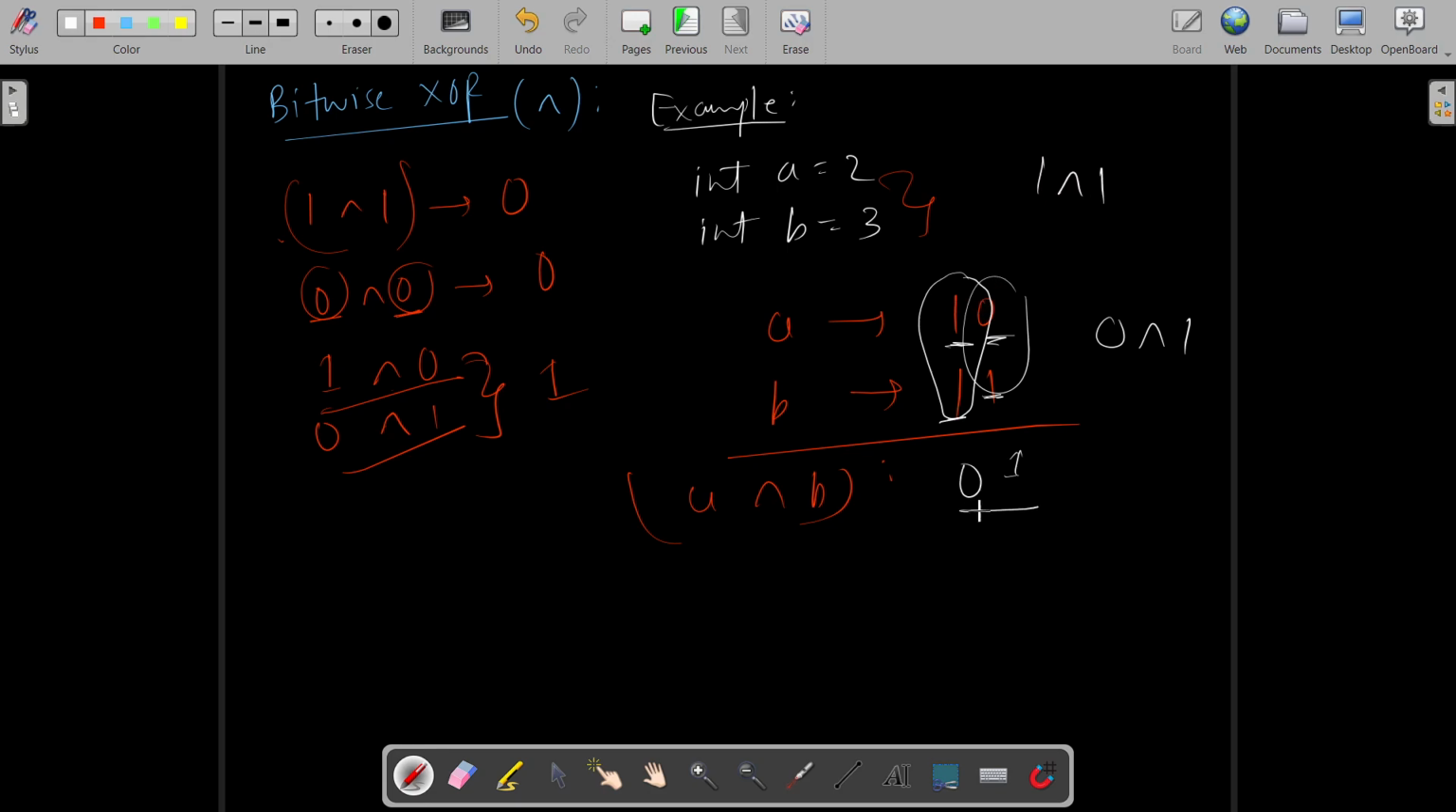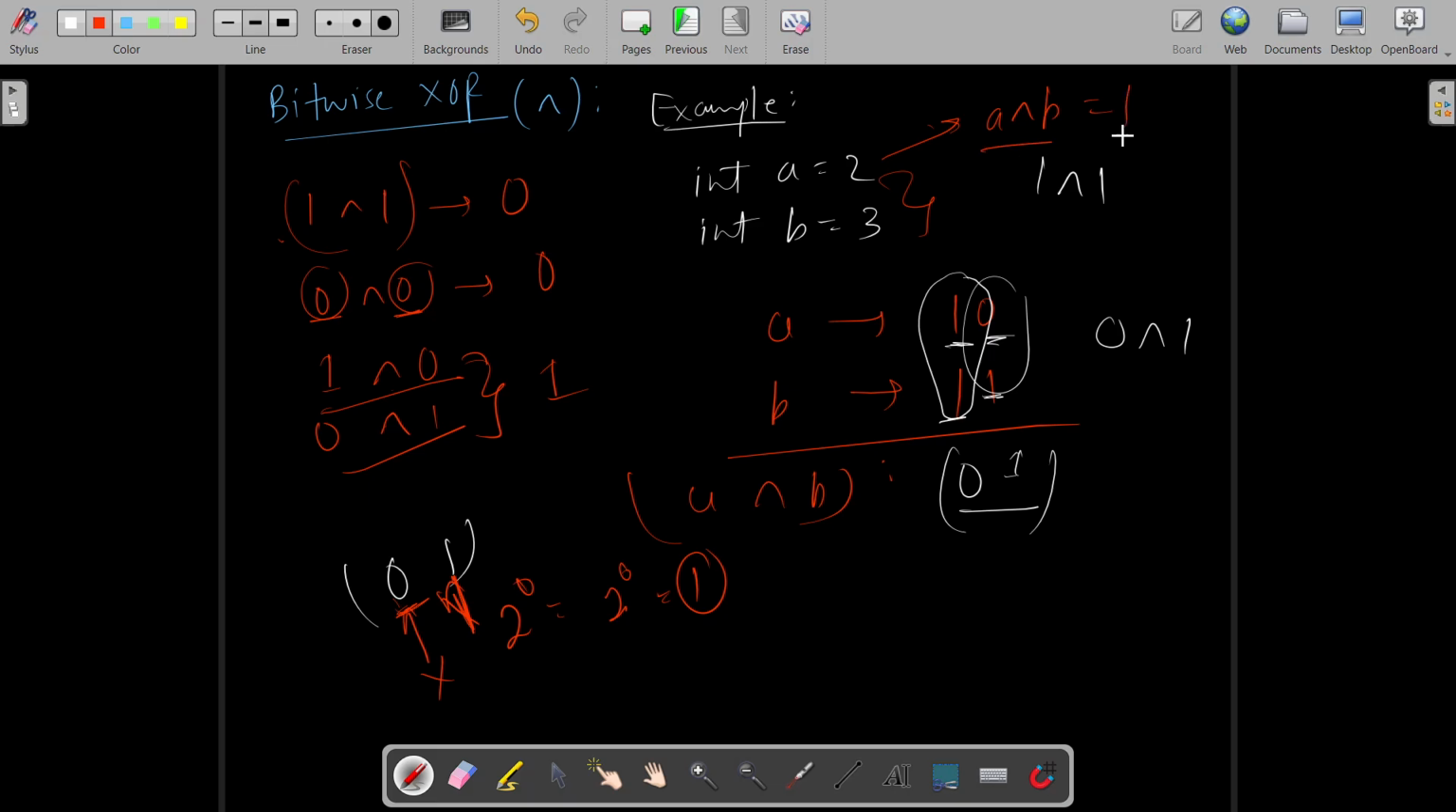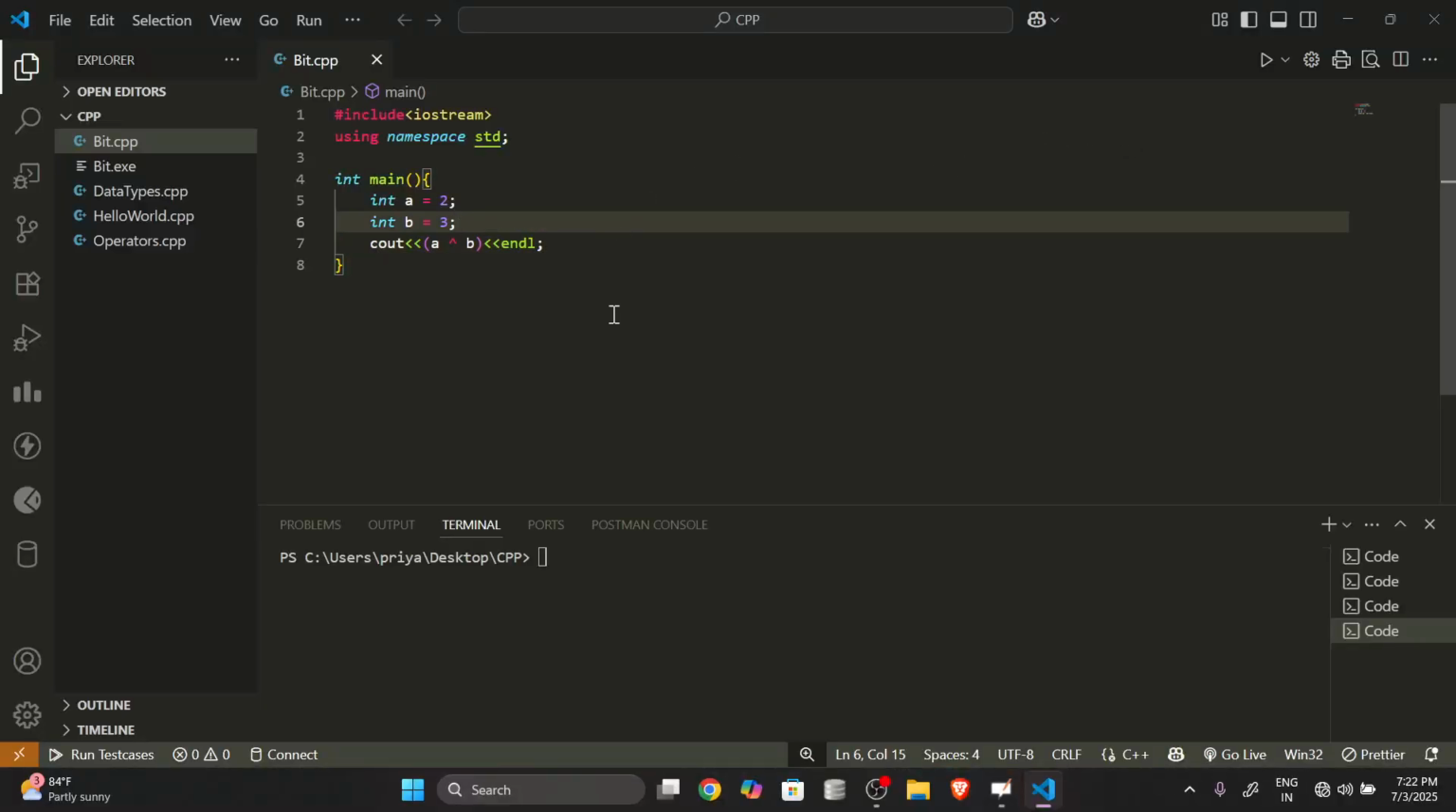So let's extract the number out of it. 01 is the binary representation, right? The first place represents 2 raised to power 0, and since the second, tens place is not set, we won't consider it. So 2 raised to power 0 is 1. Therefore the result of A XOR B was 1. I got a little bit confused in that, so don't mind. This is how we are getting the bitwise XOR as 1.